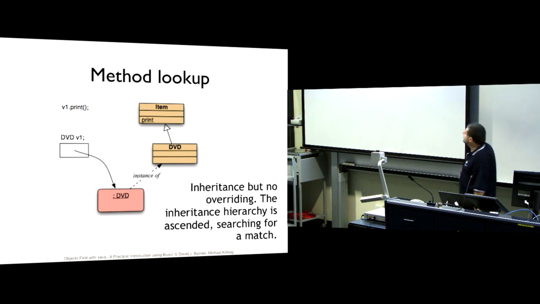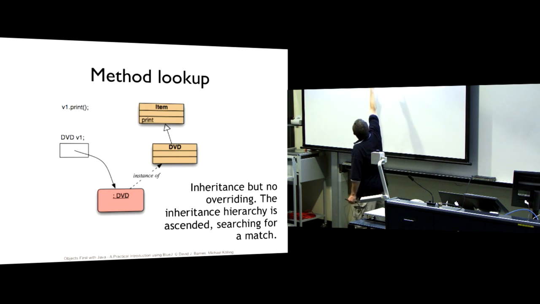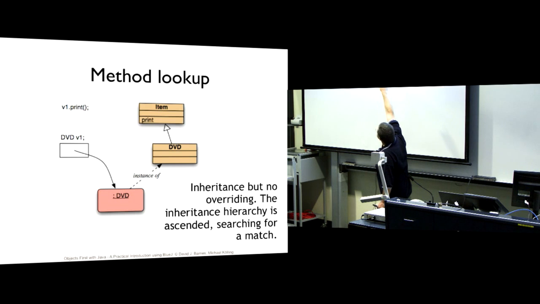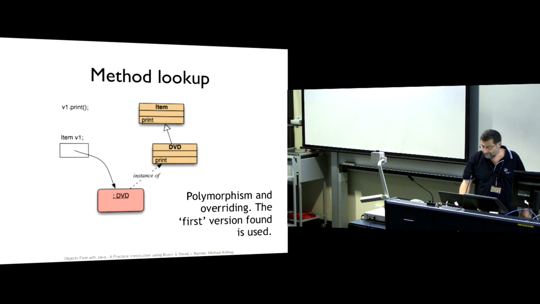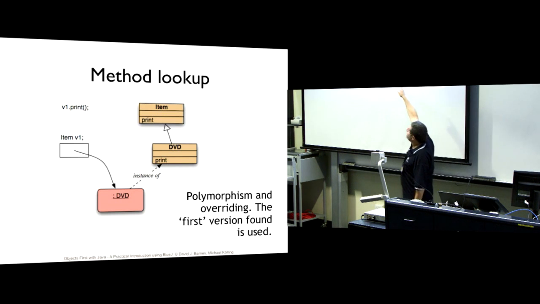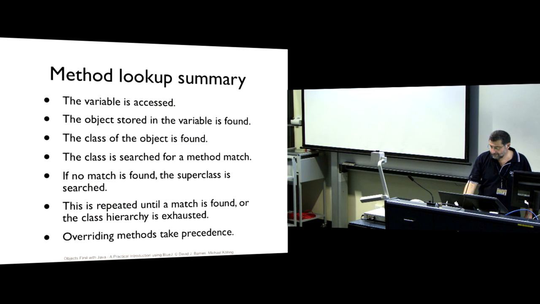Here's another example of the inheritance. We've got the variable v1 that refers to the instance DVD, which is type DVD, inherits from item, and if you say print that, it climbs the hierarchy and finds the right print method. If you do that, it'll find the print method in DVD. This summary is important.